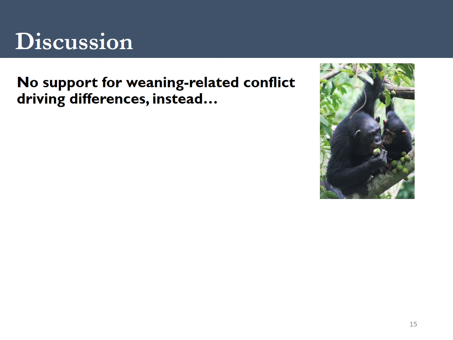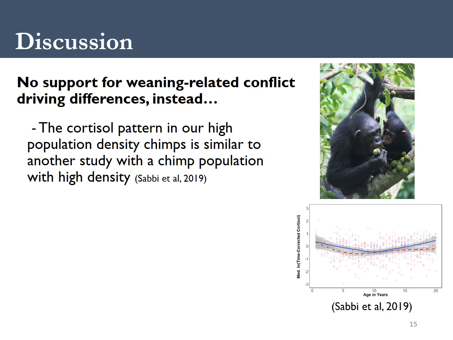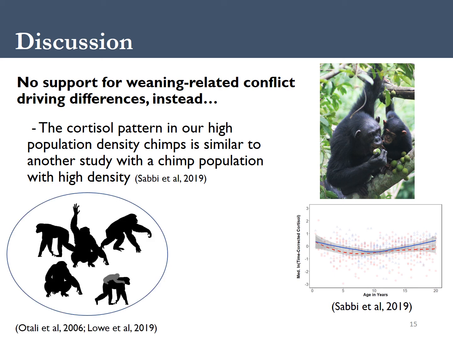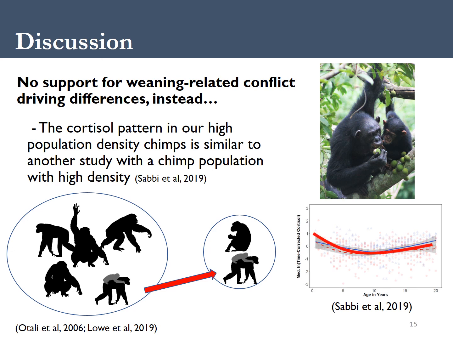We found no support for weaning-related stress driving these differences. Instead, our high-density chimpanzee cortisol pattern is similar to that seen in another high-density chimpanzee population in a study by Chris Sabbi and colleagues, the results of which are illustrated below. In both of these high-density populations, we know that females with young offspring use strategies of male avoidance and reduced gregariousness to cope with feeding competition and the threat of violence, which might explain declining cortisol levels early in ontogeny in these chimps.